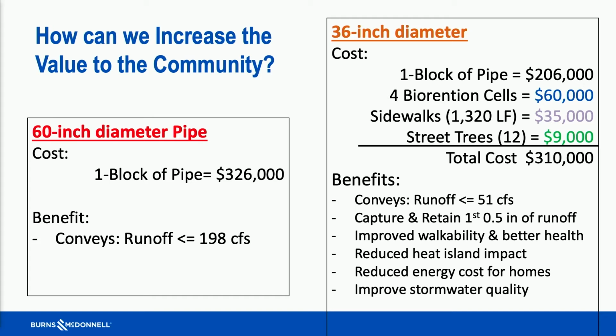And now I have a less costly solution, but look at what my benefits are. I start to stack those benefits. In my opinion, that value is higher. Do we really think about stormwater that way? Do we think about how we can increase that value to the people that live along this block?